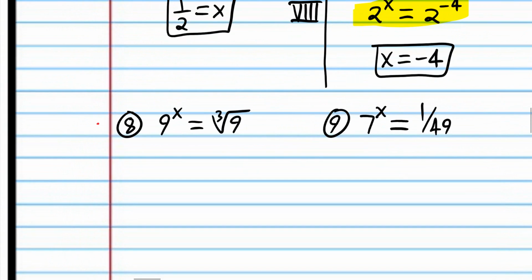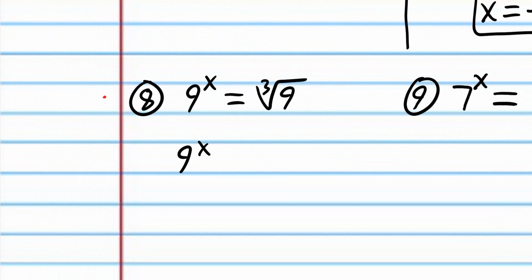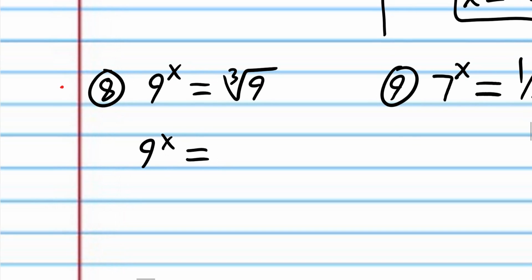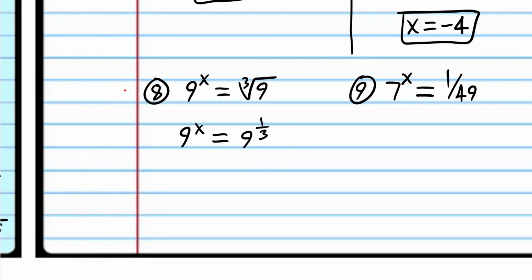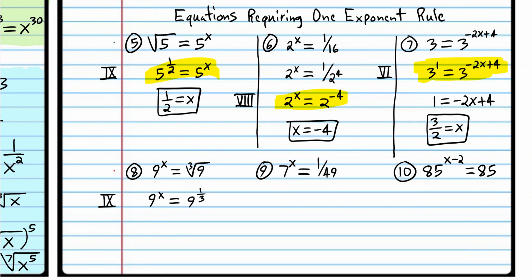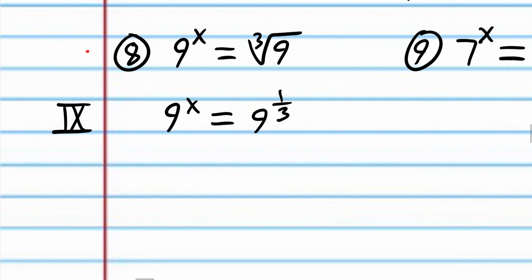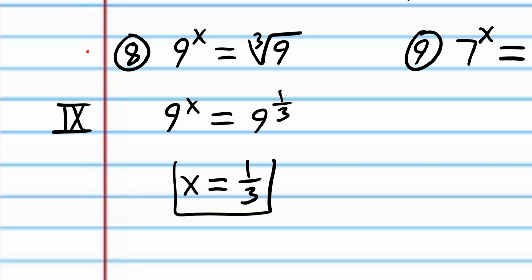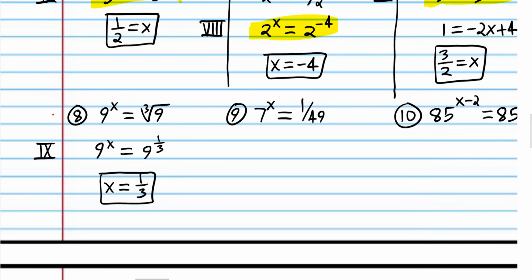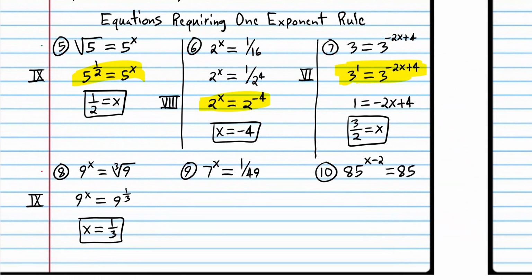All right, we're back. So we're going to change that to 9 to the 1/3 power, and that is rule number 9, just like we did on problem number 5, you see. And now you can see we have the same base, so x must be equal to 1/3. If you got that one right, good job. Remember, you can use these problems up here to help you, so try number 9, and when you come back, we'll do it together.